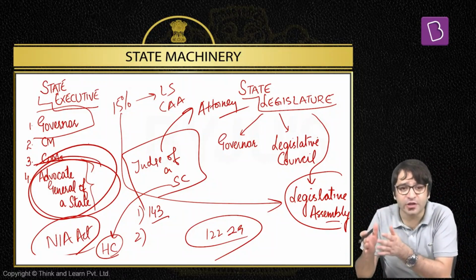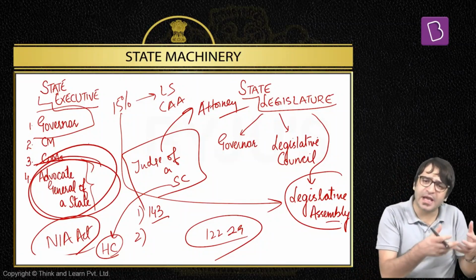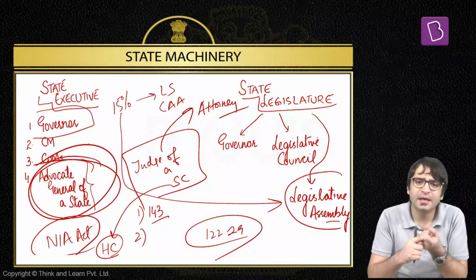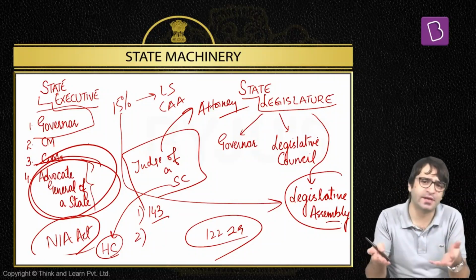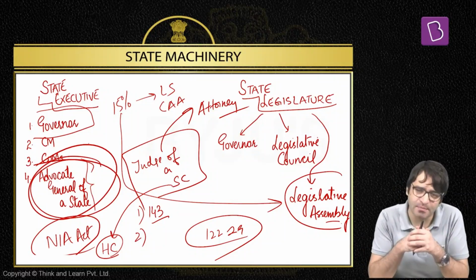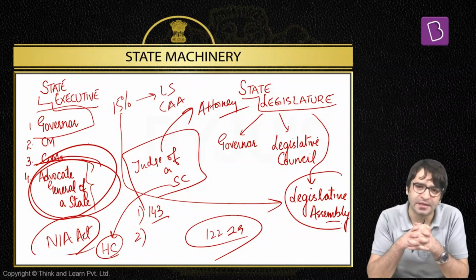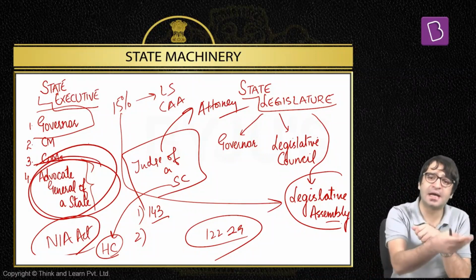Clear? When it comes to Attorney General for India, whatever is true for him, that is true for Advocate General of a state as well, but with two exceptions. Exception one is he should be eligible to be appointed as the judge of a high court. Second, he does not have a role to play when it comes to advisory jurisdiction, because governor cannot refer any matter to the Supreme Court asking the views of the Supreme Court on that matter. That's the exclusive power of the President of India under Article 143. President may refer any matter to the Supreme Court asking the views of the Supreme Court on that matter.